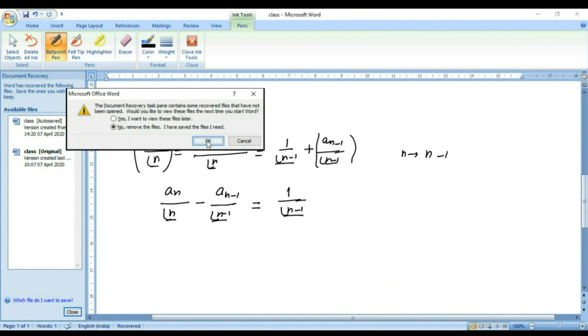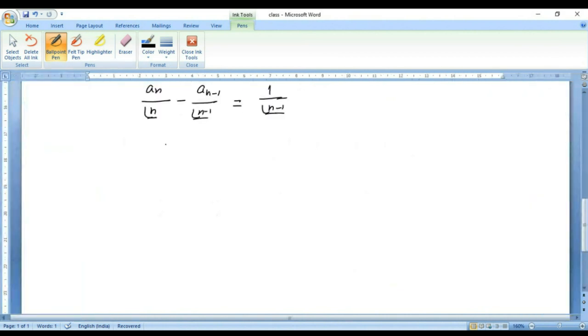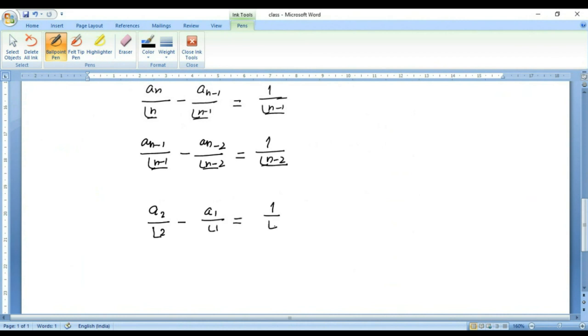This relation, I can write from n minus 1 onwards. So a_(n-1) upon (n-1) factorial minus a_(n-2) upon (n-2) factorial is 1 upon (n-2) factorial, all the way to a_2 upon 2 factorial minus a_1 upon 1 factorial is 1 upon 1 factorial. I can add them up. When all these columns are added, these things will cancel in pairs.